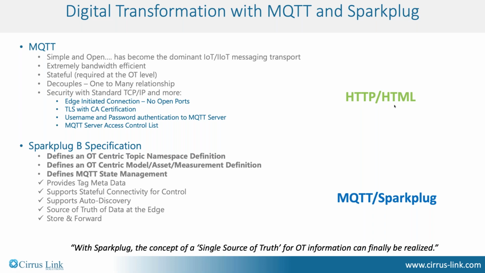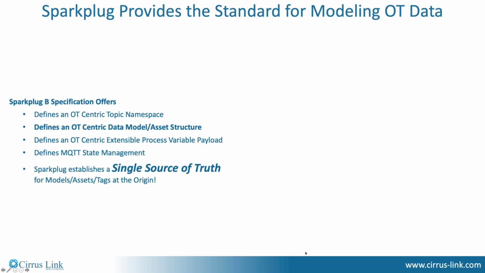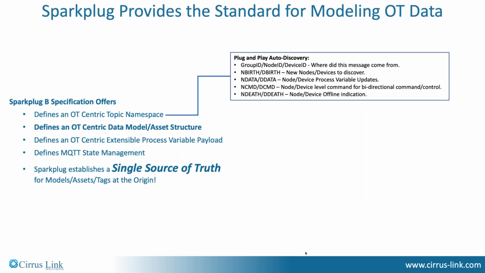And for us to scale, like the visionaries have said, we need the same notion at the operational level. So we have MQTT as our transport, and then we have the Sparkplug specification that defines what's in that transport. And if we do that, we're getting to the point where we get a single source of truth for all of our OT information.